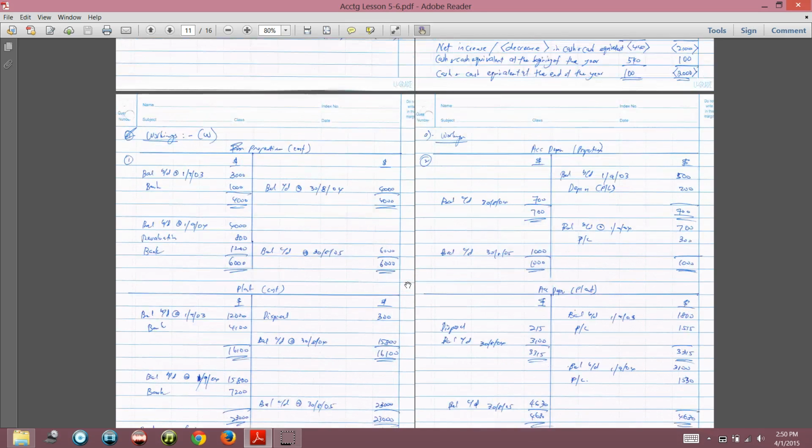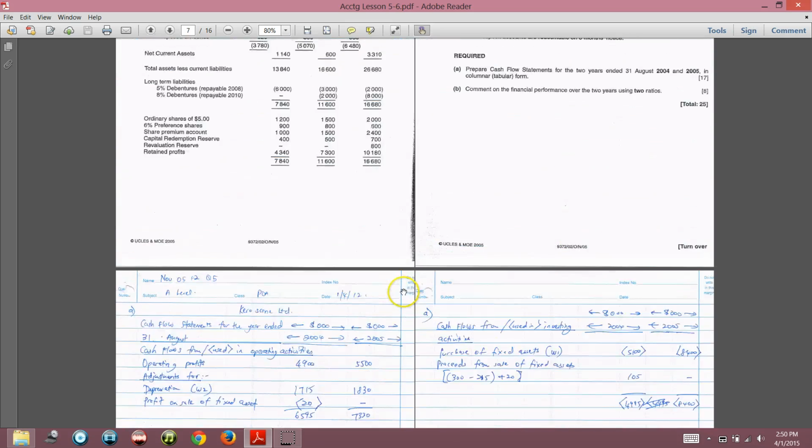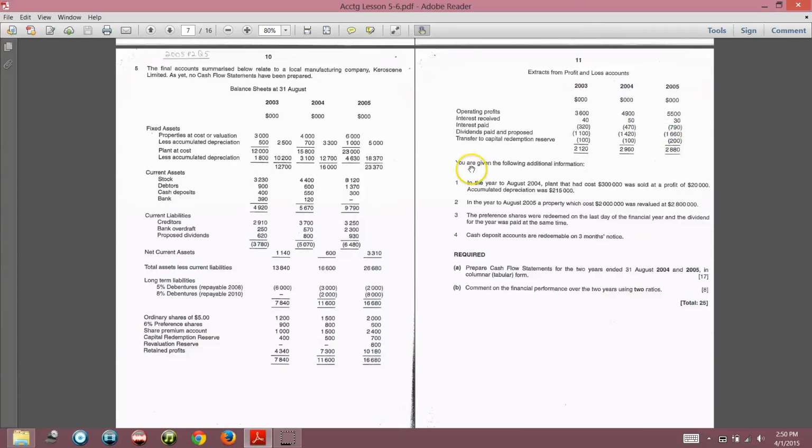So now I will look at the question under additional information. Look at this part of the question, 1, 2, 3, 4 here.